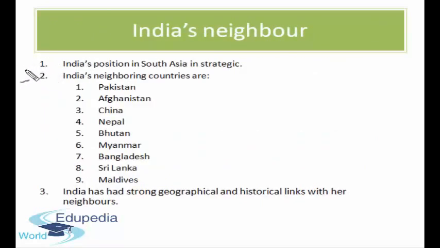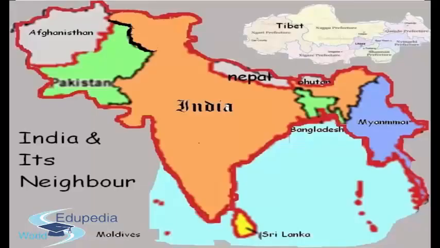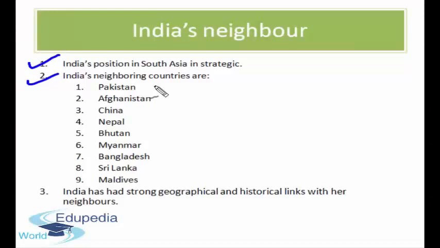So as we have read, India's position is in South Asia. It is not part of Southeast Asia. It is South Asia. Therefore there are 9 countries that are India's neighbors. And they are Pakistan, Afghanistan, China, Nepal, Bhutan, Myanmar, Bangladesh, Sri Lanka and Maldives. I have marked all of these places in the map. Just have a look at them. So these were places outside India.